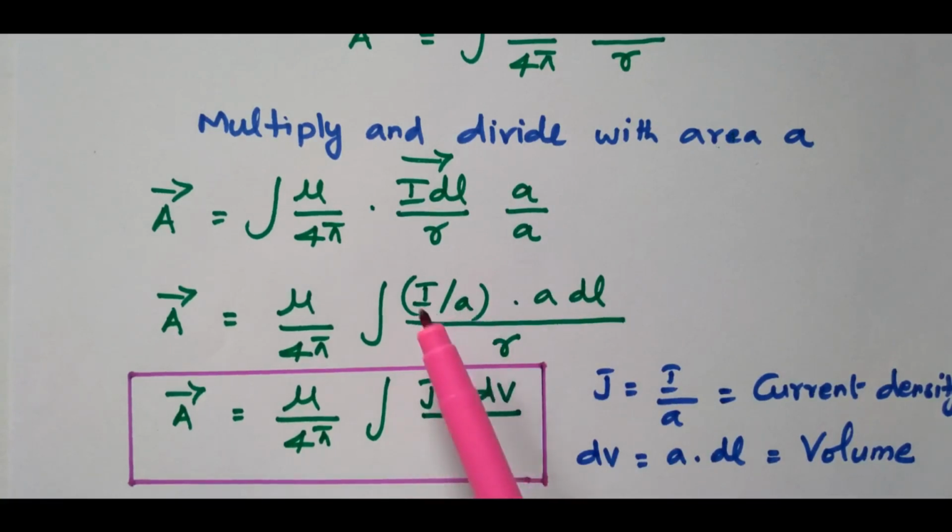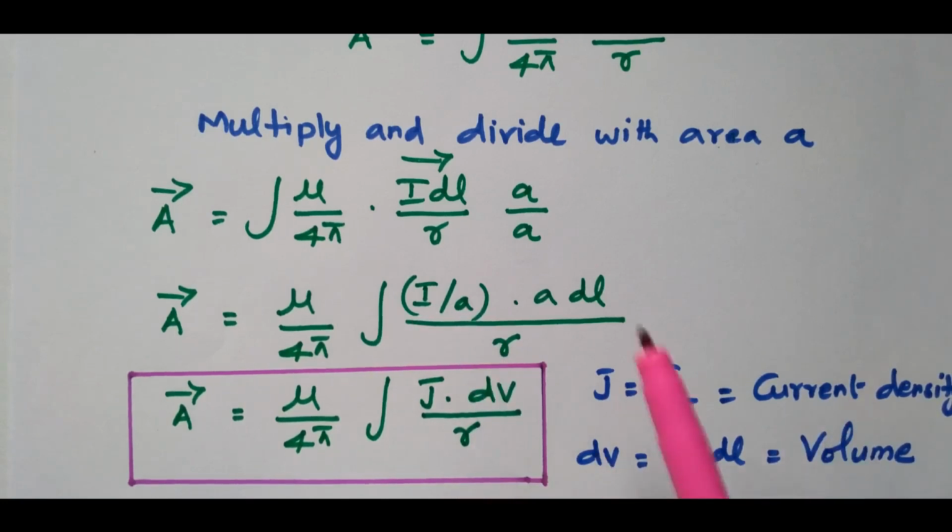What is I by A? Current by area, that is nothing but current density. What is A into dl? Area into length, that is nothing but volume. So I by A is the current density, current per unit area, and area into length is volume. So the vector magnetic potential A equals mu divided by 4 pi integral J, current density, dot dV, volume, divided by R. So this is the final expression for vector magnetic potential.